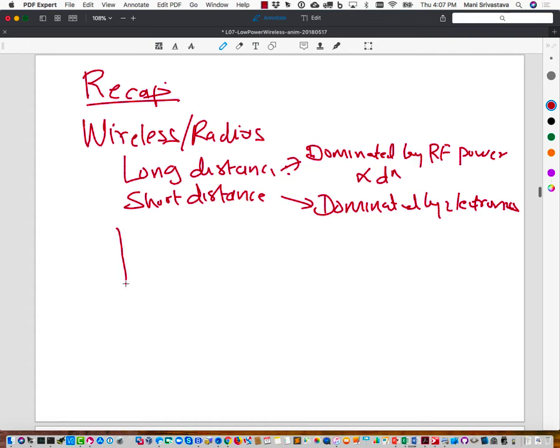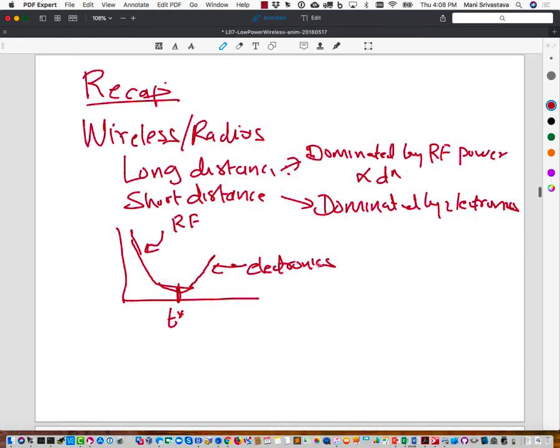We saw that if you look at the overall radio power consumption, it looks something like this. There is some sort of an optimum point, and on this side we are dominated by RF. On this side we are dominated by electronics. So for long distance radios, this T star is way to the right. In case of short distance, T star is way to the left.